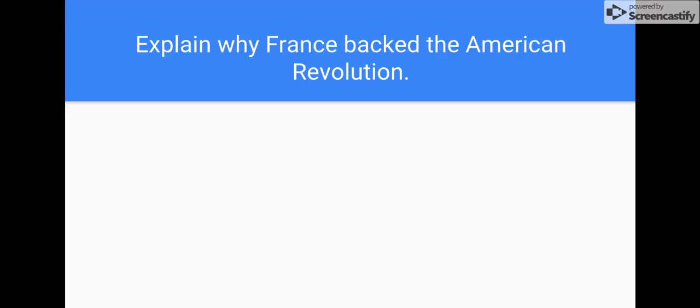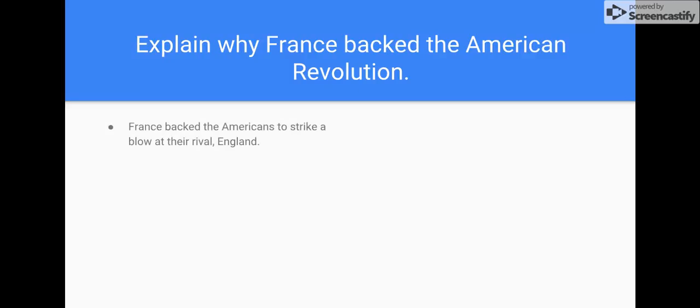Explain why France backed the American Revolution. This is kind of like ironies of ironies. If you think about it, the French king backs the American Revolution to overthrow the English king. So it's not surprising that those ideas to revolt against the king come to France.